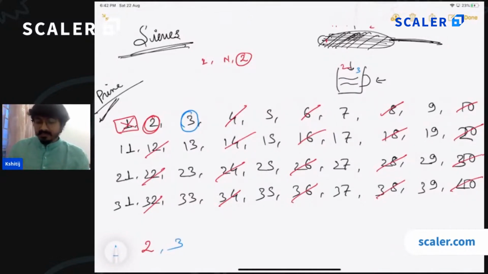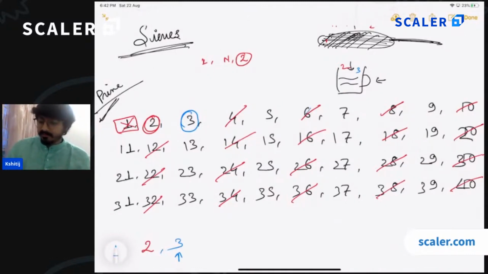Once I am declaring that 3 is a prime number, can I say that any multiple of 3 does not stand a chance of being a prime number? Any multiple of 3 is always going to be a composite number, right? So let us filter them out. Let us remove them from the list. So let us remove all the multiples of 3.